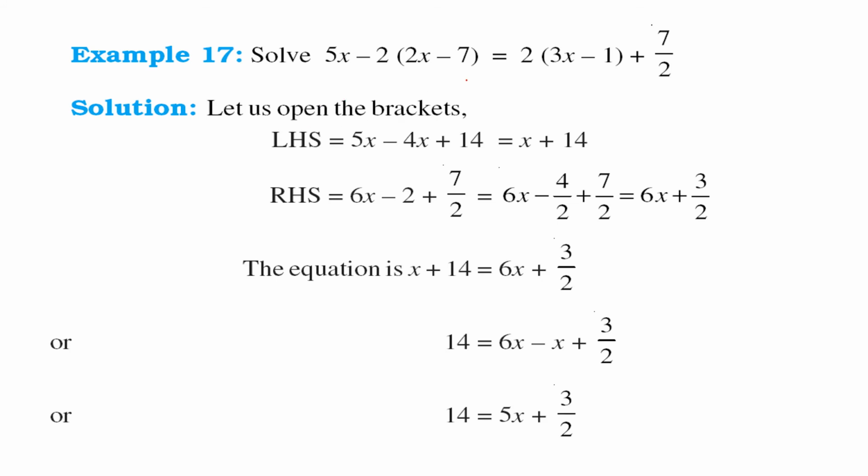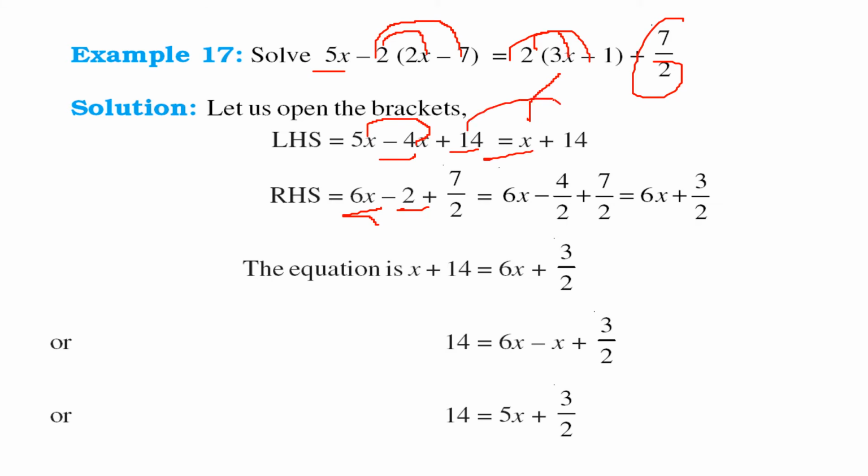How to solve this kind of equation? First of all, we'll just open the brackets. This is 5x. You have to open the bracket. 2 into 2x is 4x, minus 4x. Minus 2 into minus 7 is 14. Here also 2 into 3x is 6x, and 2 into 1 is minus 2, and this is 7 by 2. So now let us equate them, and when we equate, see, this is the simpler form. 5x minus 7x is x, 14 lies here, 6x, we will solve this also, 7 by 2 minus 2. This will give you 3 by 2.